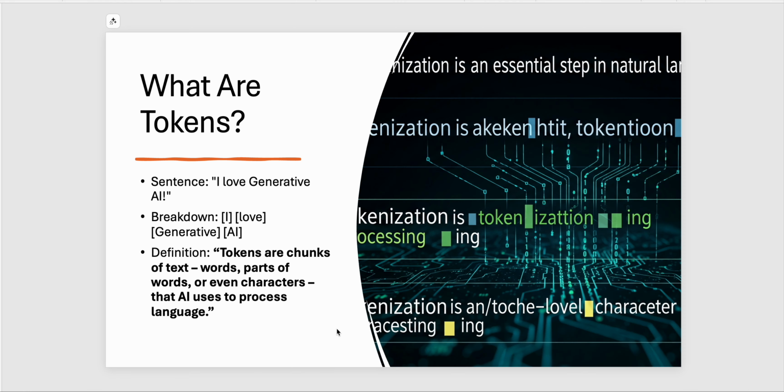So, what are tokens exactly? Tokens are the basic units of text that an AI model understands. For example, the sentence "I love generative AI" might break into tokens like "I," one token, "love," another token, "generative," and "AI," two tokens. Sometimes tokens are whole words, sometimes they are smaller chunks like "generative." So, "generative" is divided into two tokens. This helps AI handle text in different languages and contexts.